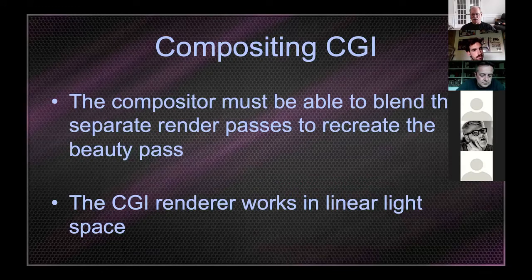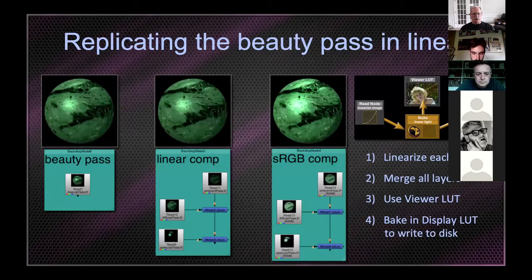Compositing CGI. Very important because we have to be able to blend the lighting passes together to duplicate the result of the beauty pass. And CGI works in linear. All those renderers internal to the CGI computation, those are all linear operations because CGI is a simulation of the real world. And the real world is linear. Our vision is not, our hearing is not, but the real world is. So to replicate it correctly, we must be in linear.